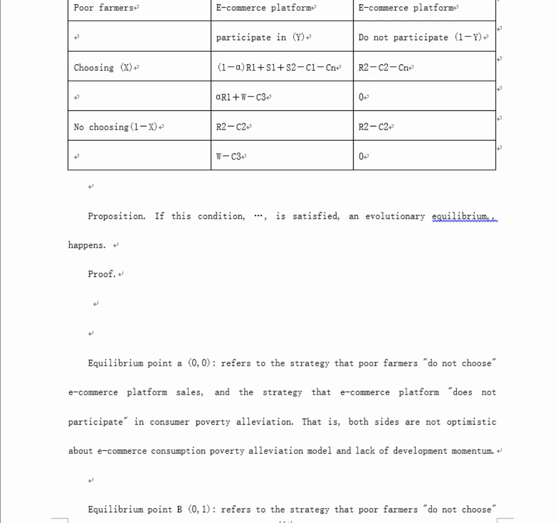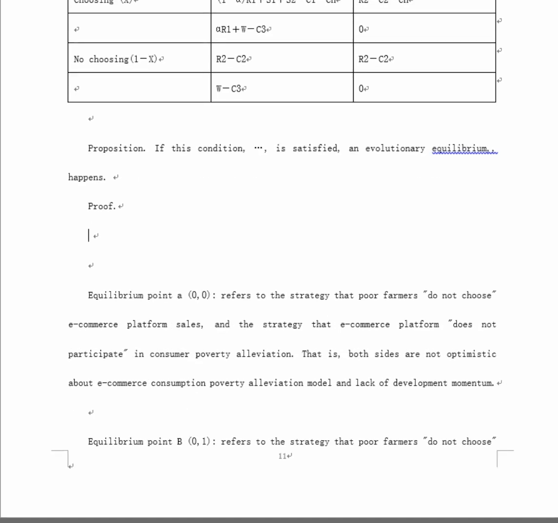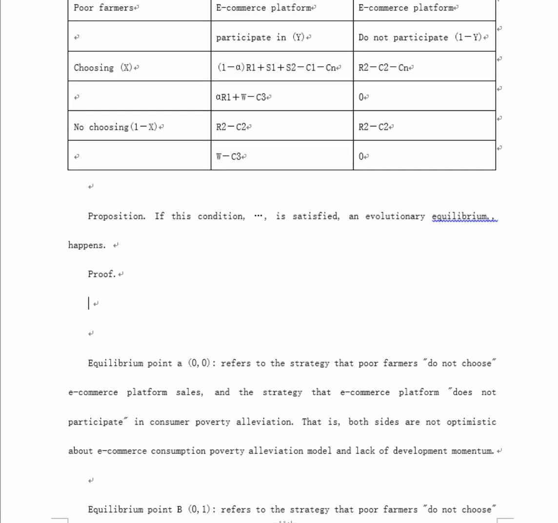Then in the results, you are going to interpret this proposition. For example, here you said that equilibrium point 0 means that the poor farmers do not choose the strategy and the e-commerce platform does not participate. Rather, because you are using evolutionary game theory, you should say something like this.